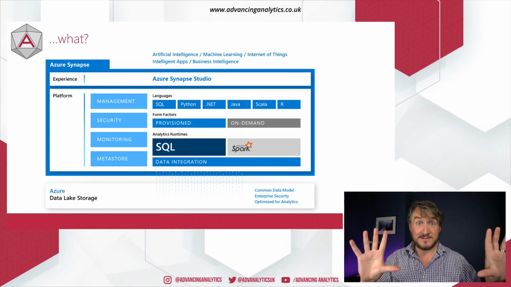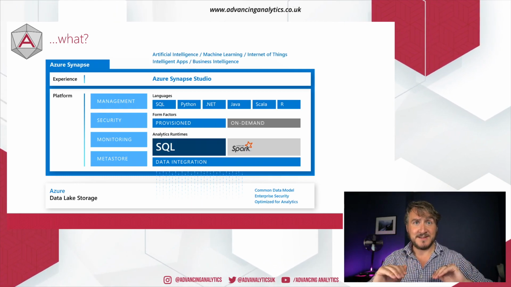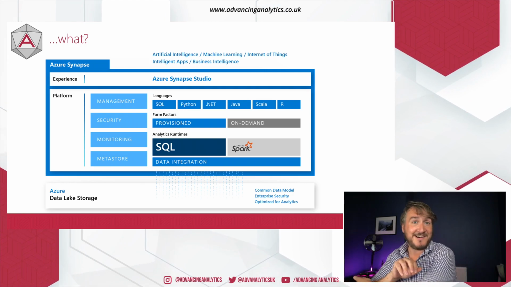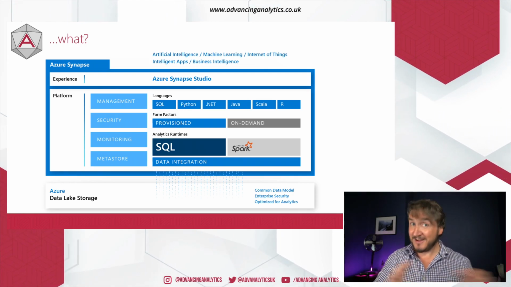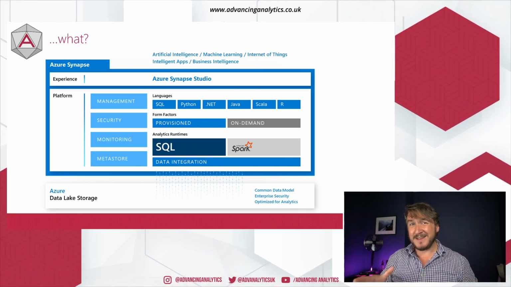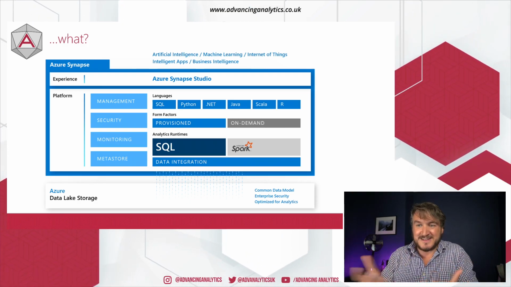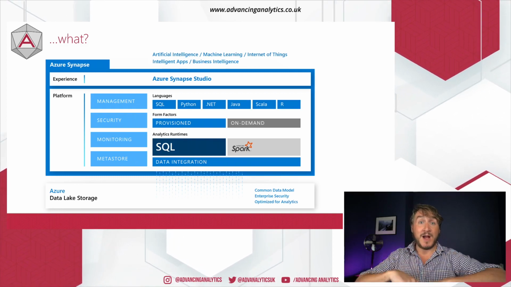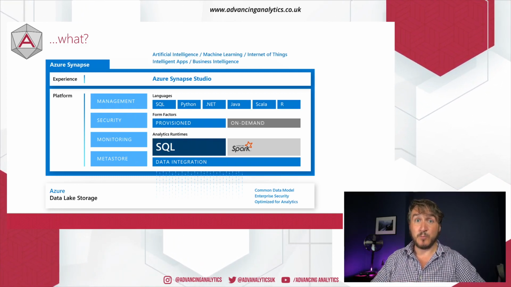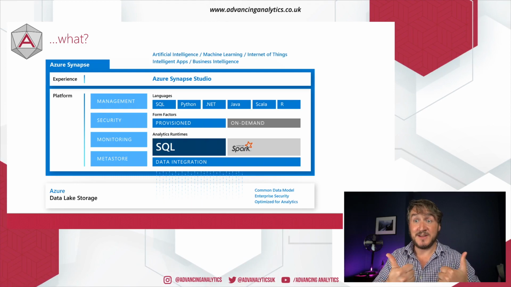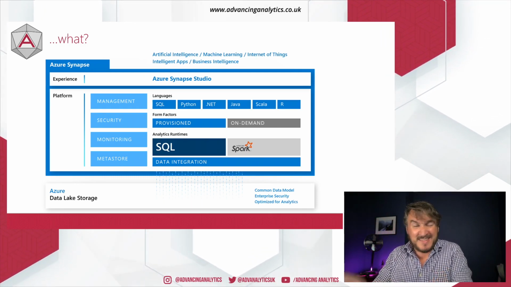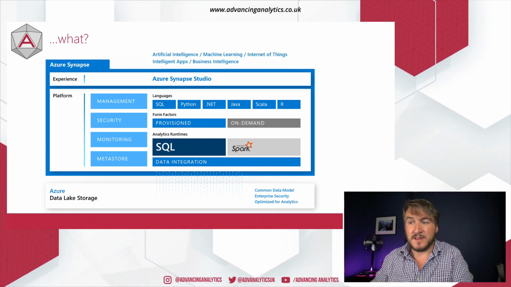So SQL, I can use provisioned or on demand. The Spark side of things, when we're talking about Python, .NET, Java, Scala, R, they don't work on demand. They are just provisioned. And that's not that clear from this diagram. So it doesn't quite tell you how those things fit together. You have two different compute runtimes, one that's SQL-based and one that's Spark-based, which is why you have that different functionality. And yeah, that's kind of what we've had to go on. So I've had a stab.